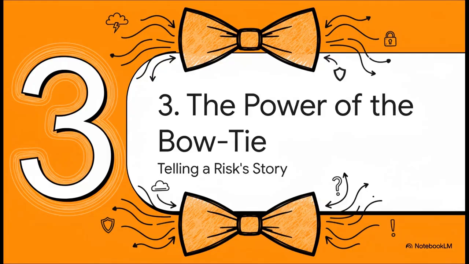So now that we've got the lingo down, let's see how it all fits together in a picture. Which brings us to the star of the show, the power of the bow tie. And I want you to think of this not just as a diagram, but as a visual story. It maps out the entire risk scenario from beginning to end.